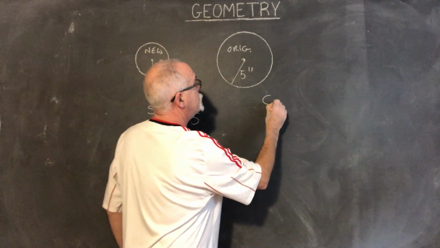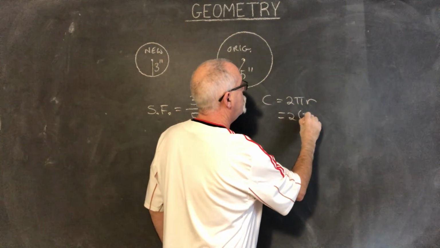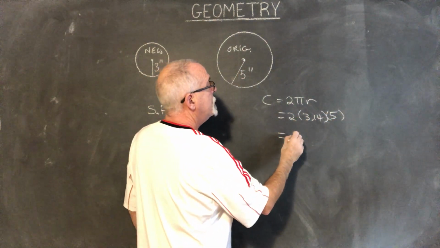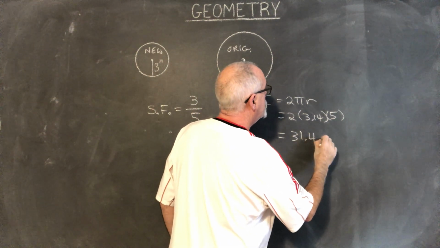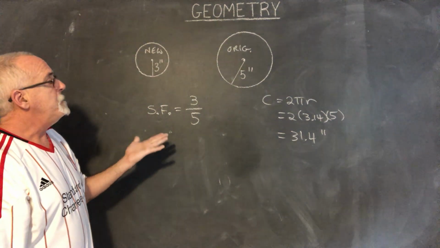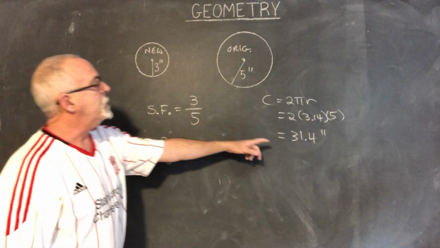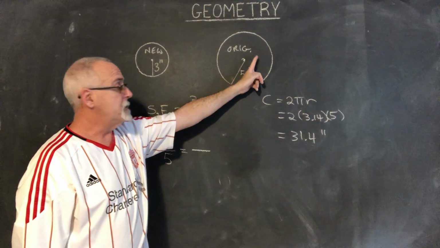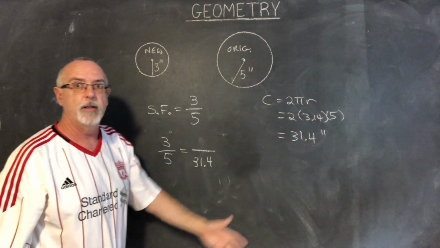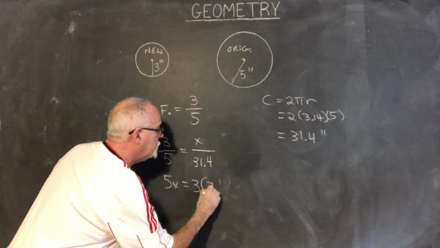So the circumference of my original is 2 pi r, which is going to be 2 times 3.14 times 5, which is 31.4 inches. There, we found our circumference. Now, of course, we can find the circumference of this one the same way, but instead we want to use a scale factor. So 3 over 5 is equal to, now the 31.4 inches is my original, so that goes on the bottom. I have to be careful because first time that I put the original over on the right side, I don't want to get mixed up. X goes here.